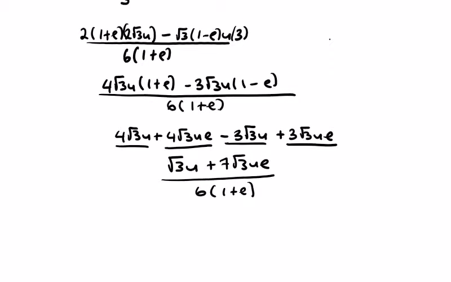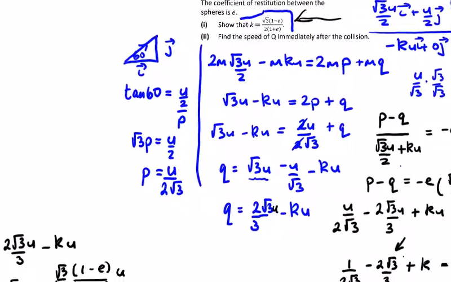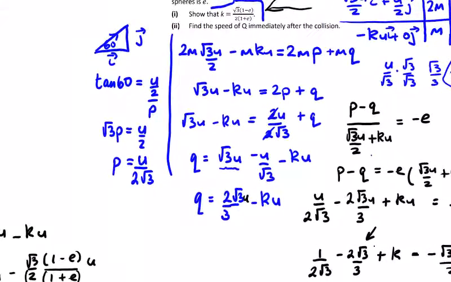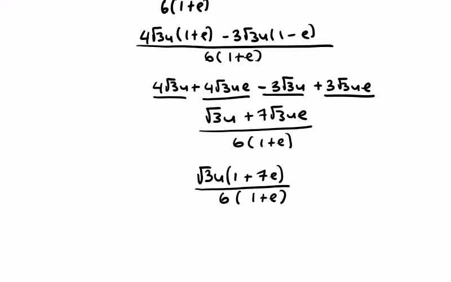So on top I can factor out root 3u. And that would leave 1 plus 7e. And on the bottom I'm going to get 6 times (1 plus e). Is this correct? Root 3u over 6? Nope, it is correct. They don't ask us to show it, but this is the correct answer for 2021 question 5.